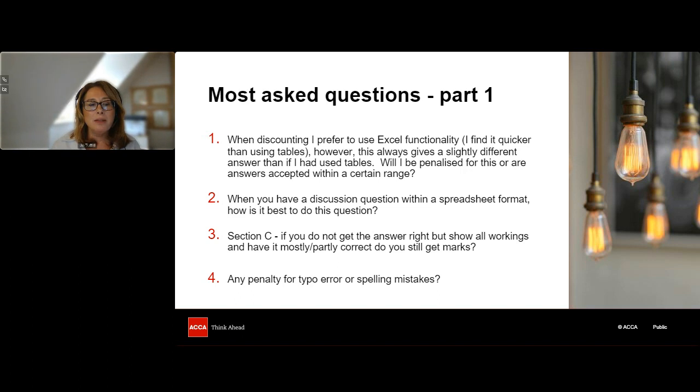Is there any penalty for typo errors or spelling mistakes? No. No typo errors or spelling mistakes. Obviously, for numbers, there will be, but not for writing. So make sure you're coherent in your writing, but obviously spelling mistakes don't matter, or grammar.